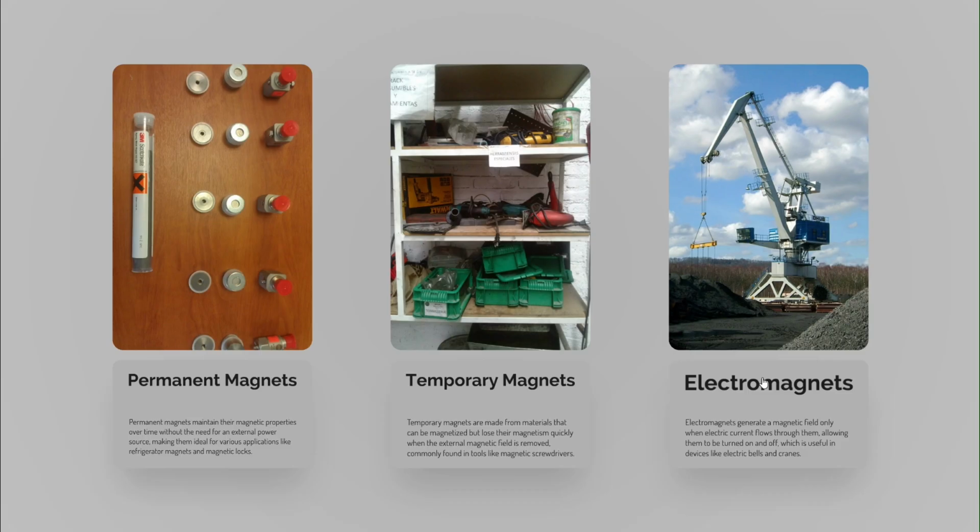Okay. So electromagnets generate a magnetic field only when electric current flows through them. Electromagnets are magnets that produce a magnetic field only when an electric current flows through them, allowing them to be turned on and off, which is useful in devices like electric bells and cranes. Okay, so in this figure, we can see there are some magnets attached to these cranes. So there are permanent magnets, temporary magnets, and electromagnets.